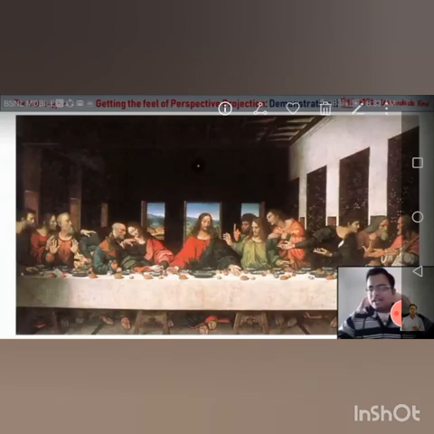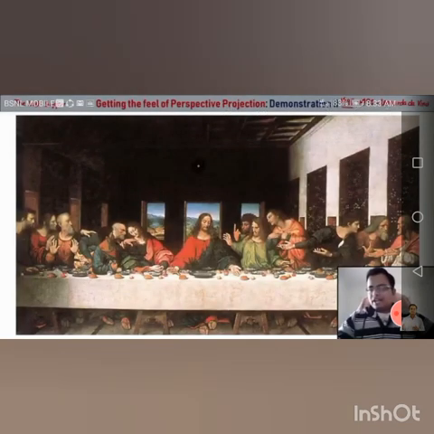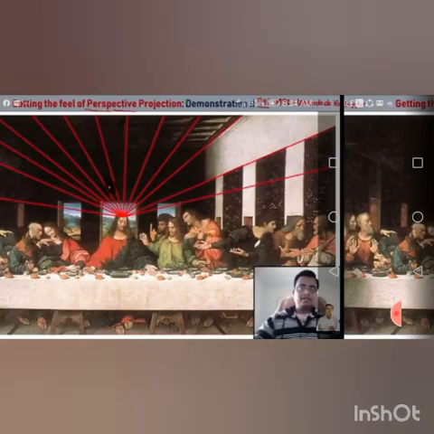Now look at this picture. This is a famous picture. Everybody knows that it's the Last Supper drawn by Leonardo da Vinci. And it's a beautiful picture because all the rays from the walls, top of the door, and roof, etc., converge to a certain point. In the next picture we will see it.